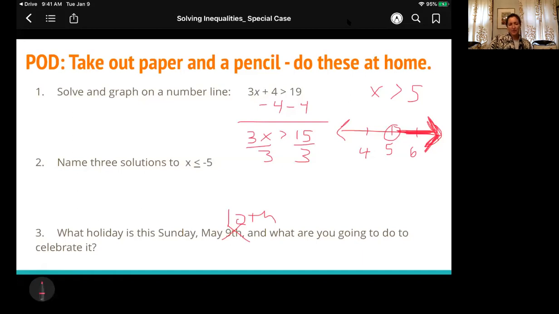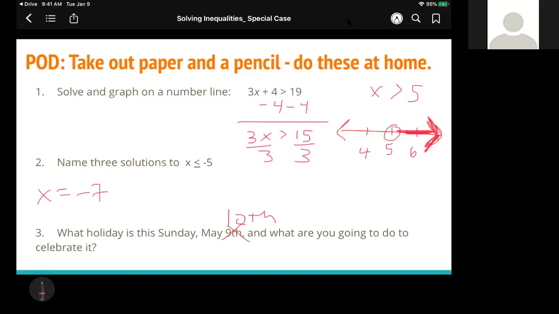All right, number 2, name 3 solutions to x is less than or equal to negative 5. Henry, give me one solution. You could put -7. That's good. Why could I put -7, Henry? Because -5 is greater, sorry, than -7. Yeah. This is a true statement. -7 is less than -5. That's true.